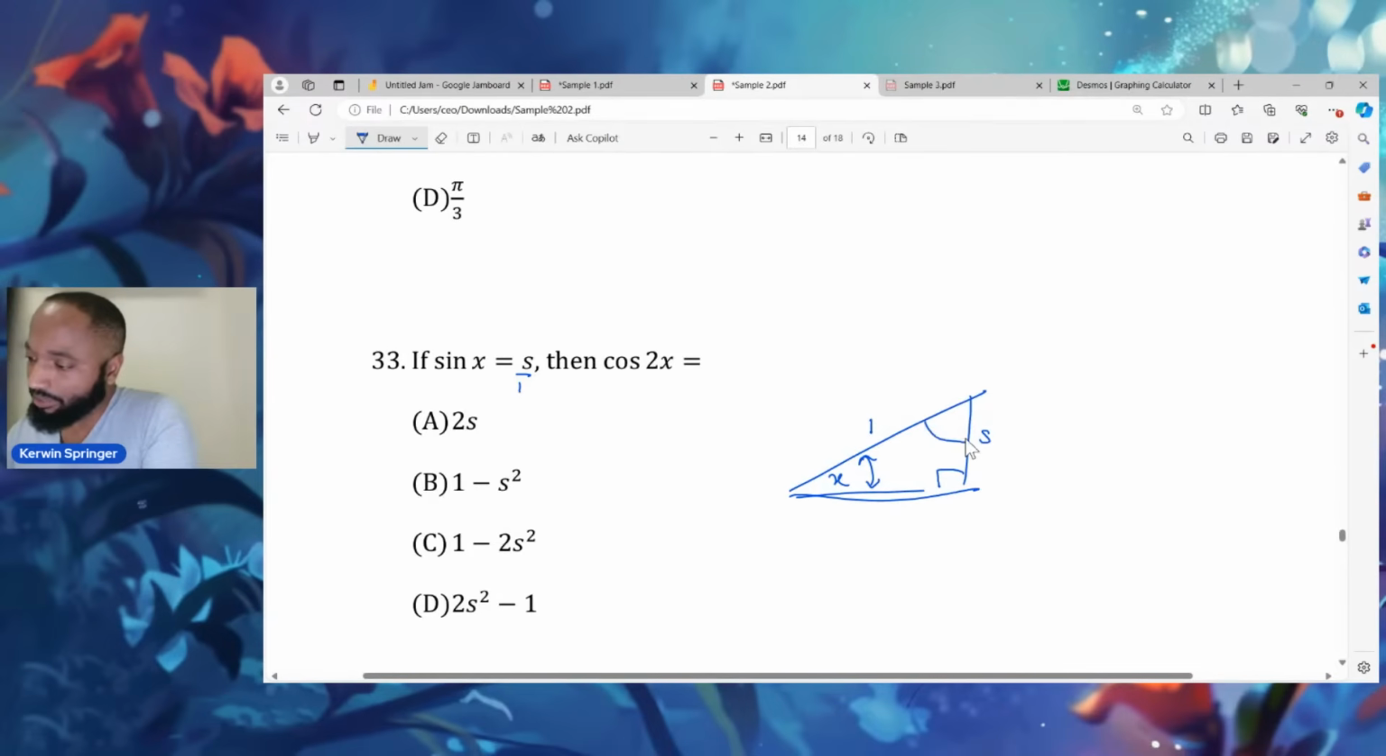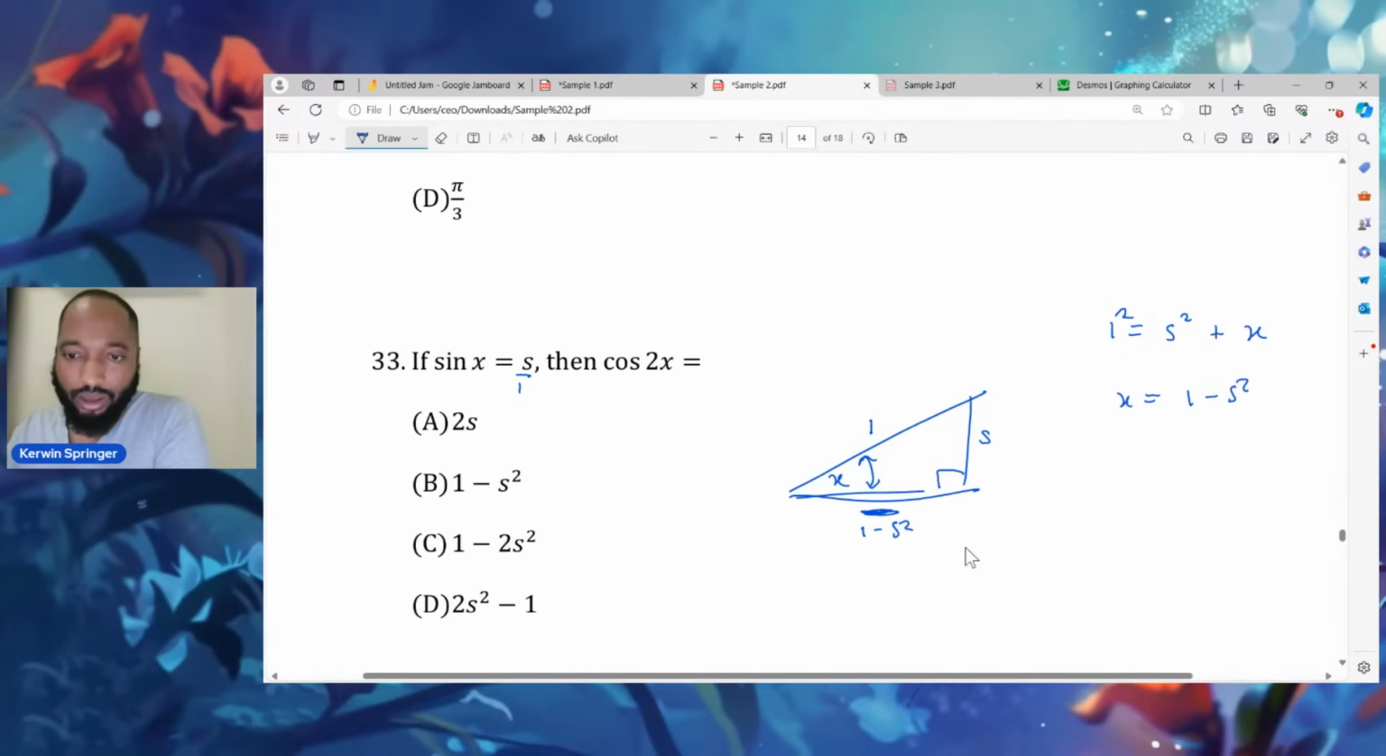So this here, my boy over here is really 90 minus x, right? Agreed? Or instead of working out that, I could work out what this guy is here. Remember, 1 squared has to be equal to s squared plus whatever that is squared. They call it x. So x is really the square root of 1 minus s squared, via Pythagoras theorem.